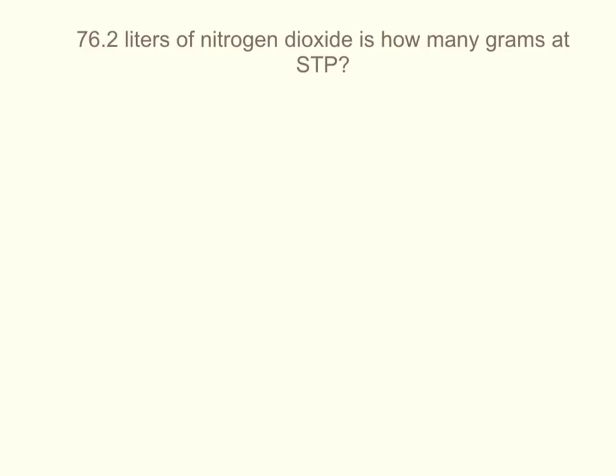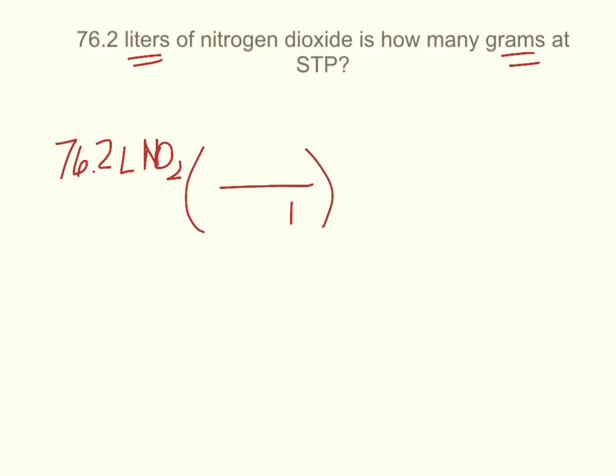Okay, and this one finally is really our last problem. I'm starting again with 76.2 liters and trying to get to grams. So again, I'm going to have to do a 2-step problem. So I'm going to start with my 76.2 liters of nitrogen dioxide. So that's NO2. And the first conversion I'm going to do is going to take me liters to moles of NO2.